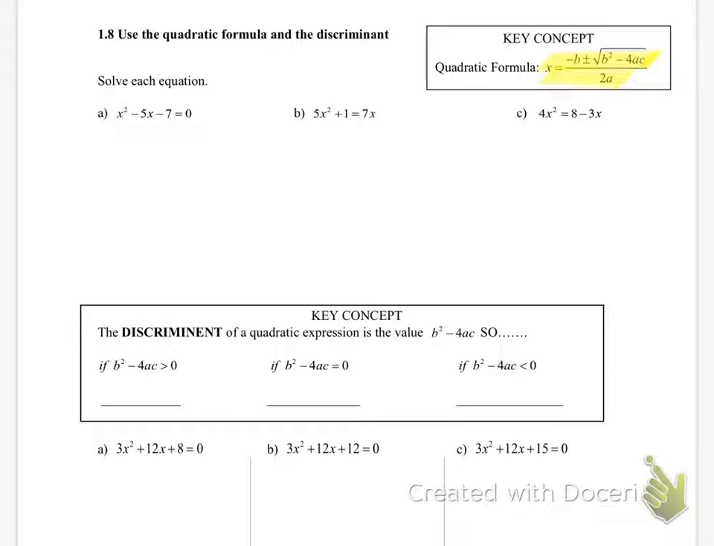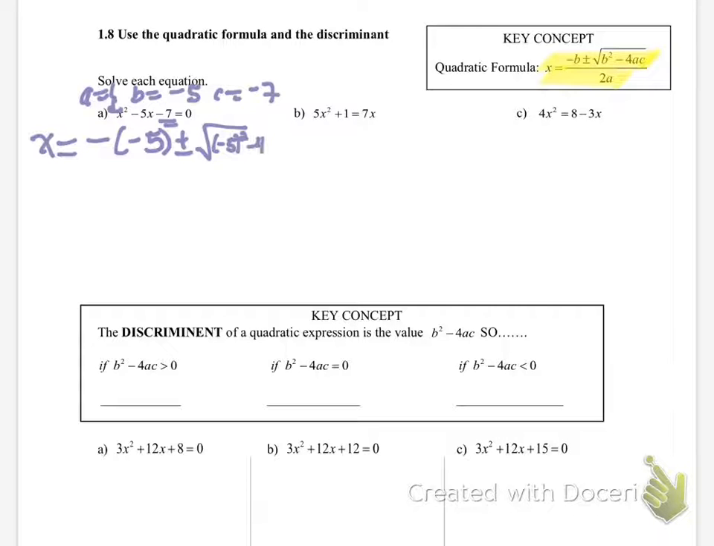So let's practice using the quadratic formula. It starts with x equals negative b. So remember, identify a is the number in front of the x squared, b is the number by itself, and c is the number right here. No, b is the number in front of the x, sorry. C is the number by itself. So now if I plug this in, negative b plus or minus the square root b squared minus 4ac all over 2a.